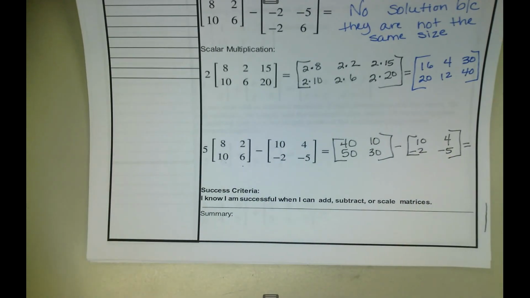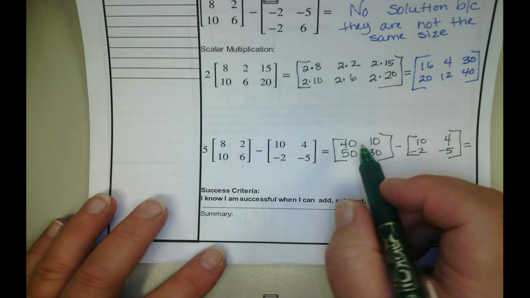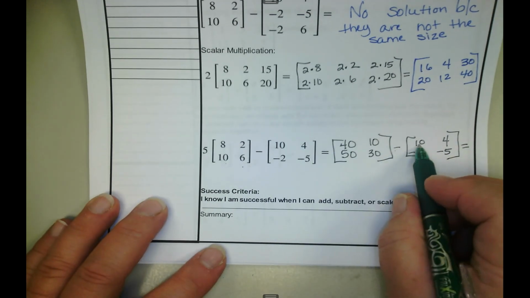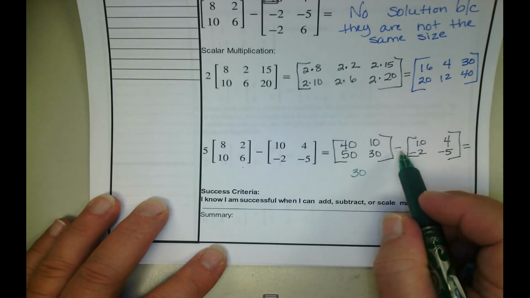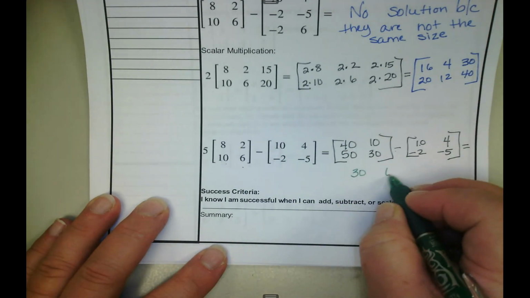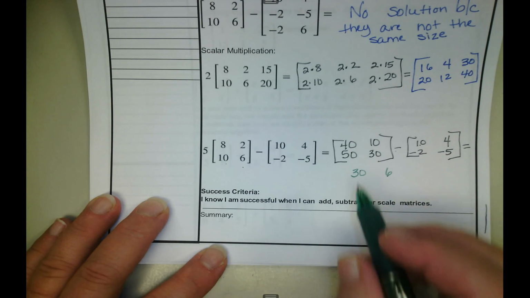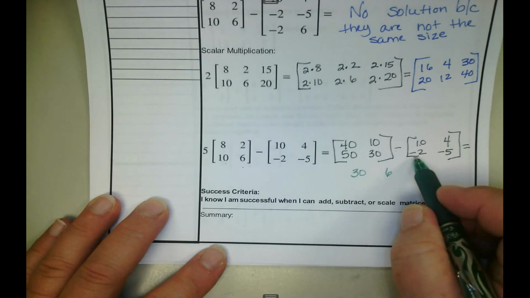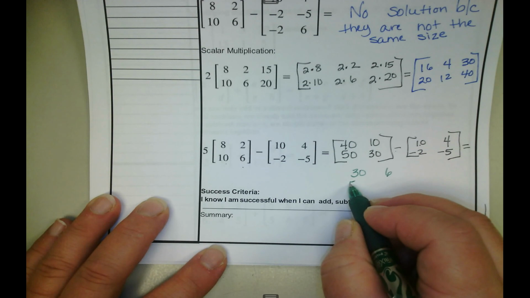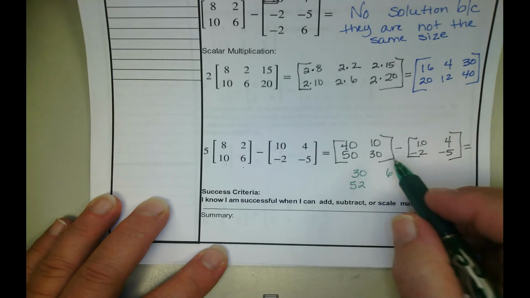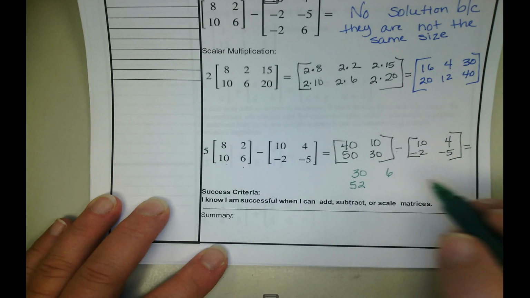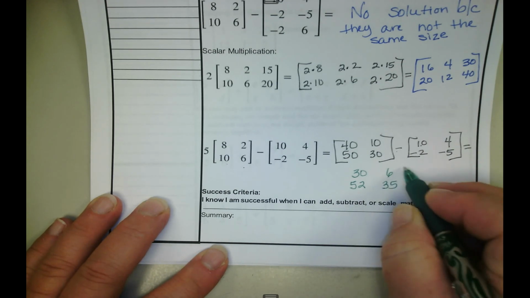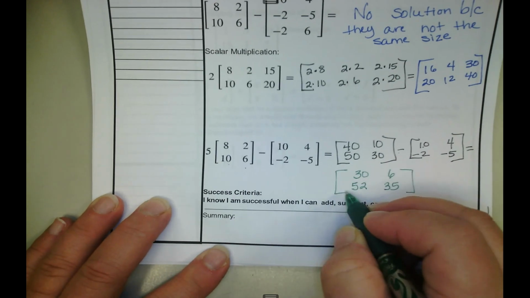Okay, once again, I'm not going to show you every step, but I will talk you through it. 40 minus 10 is 30. 10 minus 4 is 6. 50 minus negative 2 is 50 plus 2, which is 52. 30 minus negative 5, 30 plus 5, which is 35. And that would be your answer.